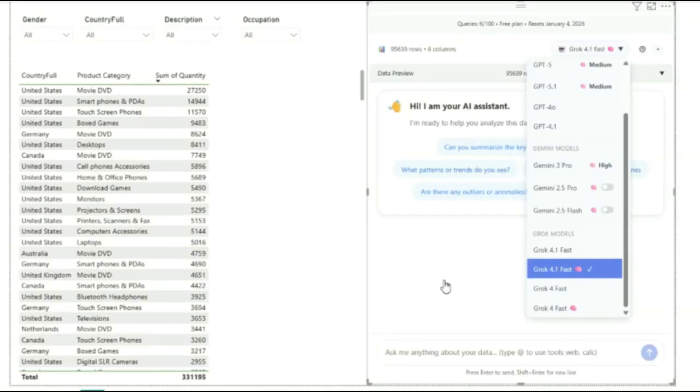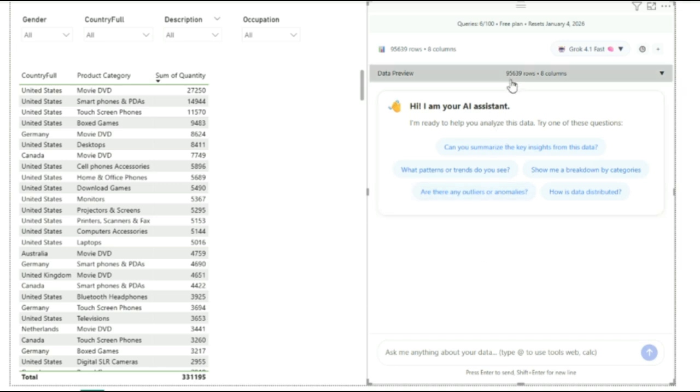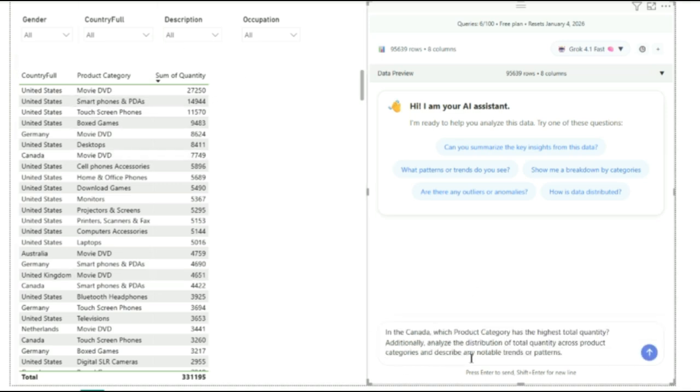In this video, we're comparing Grok 4.1 Fast and Grok 4 Fast. For this test, I'm using a fairly large dataset with just under 96,000 rows. So this is a realistic scenario, rather than a toy example. The analysis focuses on product categories, filtered to Canada.